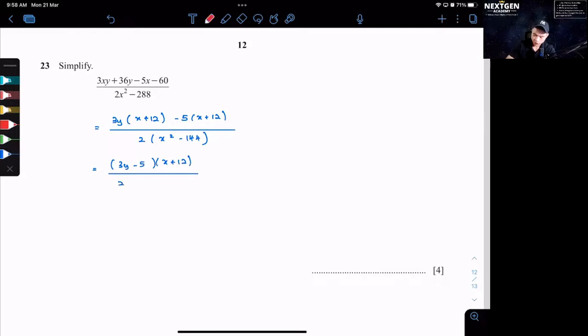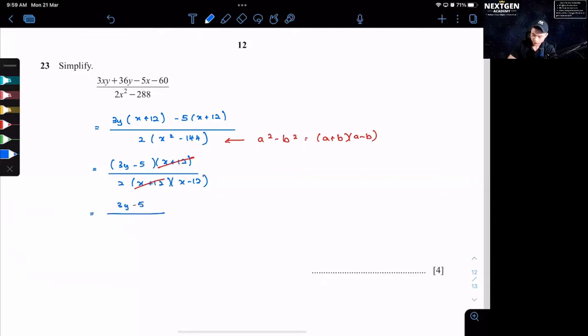2. Okay, over here also, you'll need to observe this is a squared minus b squared. So I can write it as (a plus b)(a minus b). So 2, a will be x plus 12, x minus 12. Okay, so there's x plus 12 here. Final value will be (3y minus 5) over 2 bracket (x minus 12). You want to expand the bracket, also it's fine. (3y minus 5) over 2 bracket (x minus 12).